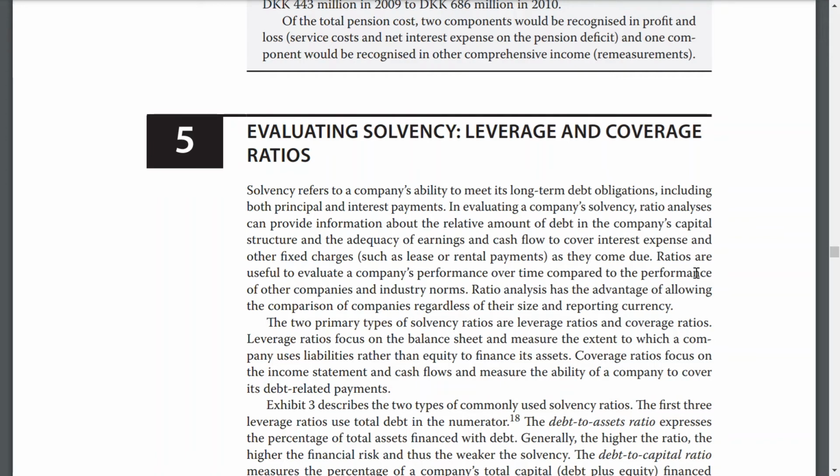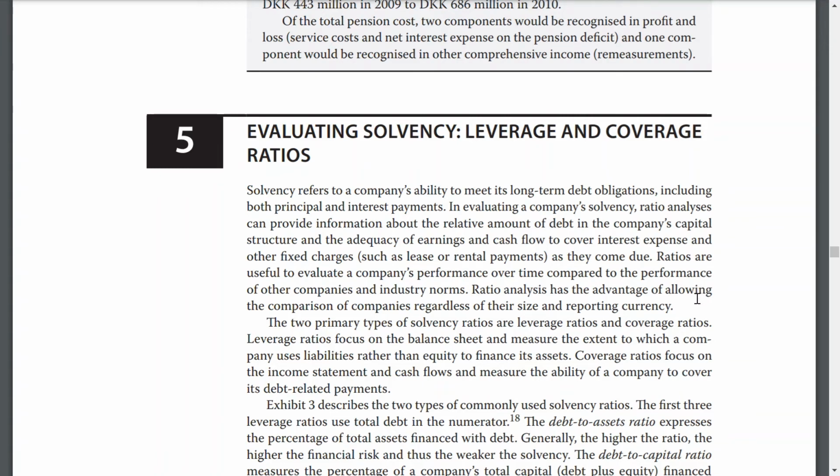Ratios are useful to evaluate a company's performance over time compared to the performance of other companies and industry norms. Ratio analysis has the advantage of allowing the comparison of companies regardless of the size or reporting currency. The two primary types of solvency ratios are leverage ratios and coverage ratios.